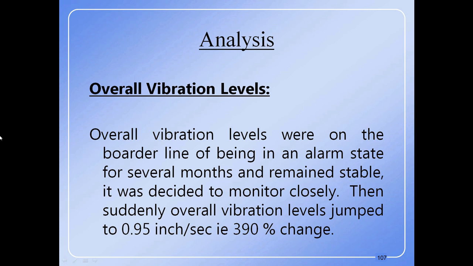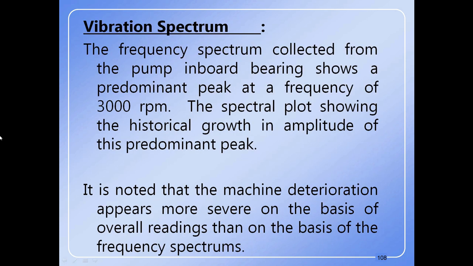Analysis. Overall vibration levels were on the borderline of being in an alarm state for several months and remained stable. It was decided to monitor closely. Then suddenly overall vibration levels jumped to 0.95 inches per second, a 390% change. The vibration spectrum: the frequency spectrum collected from the pump inboard bearing shows a predominant peak at a frequency of 3000 rpm. The spectral plot shows the historical growth in amplitude of this predominant peak.